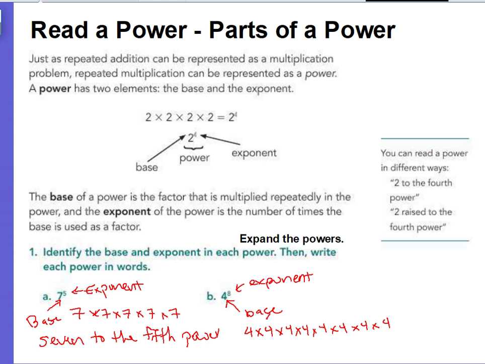So what about in word form? Well, we've already established that this is 4 to the power of 8. So all I have to do is write 4 to the 8th power. And that's it.